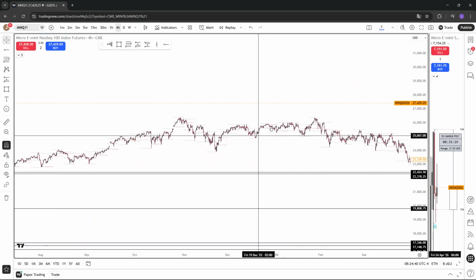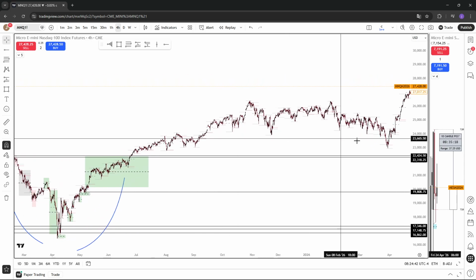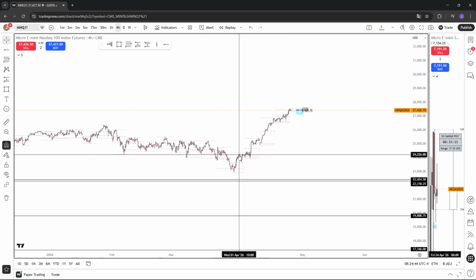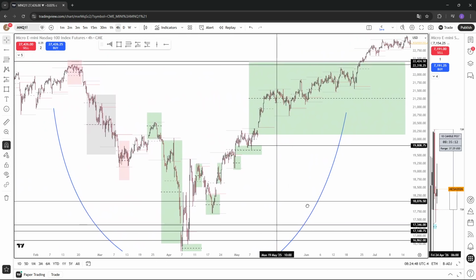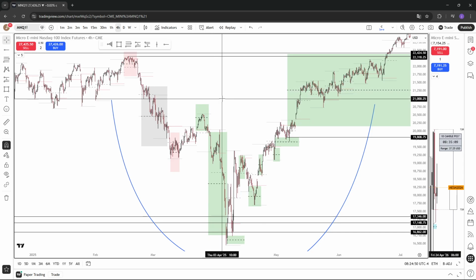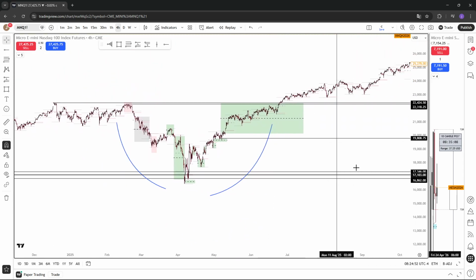This also works for bearish. Yeah, it's just the other way around, right? So yeah. Alright, this will be it.